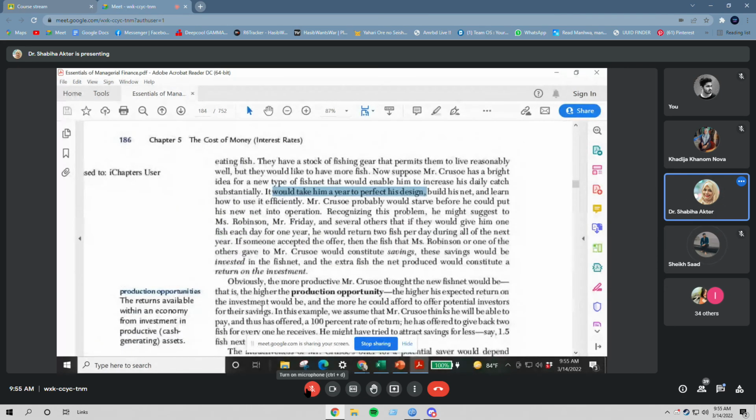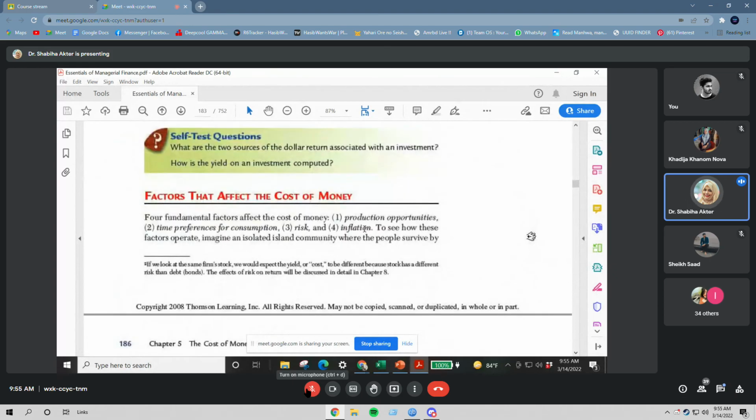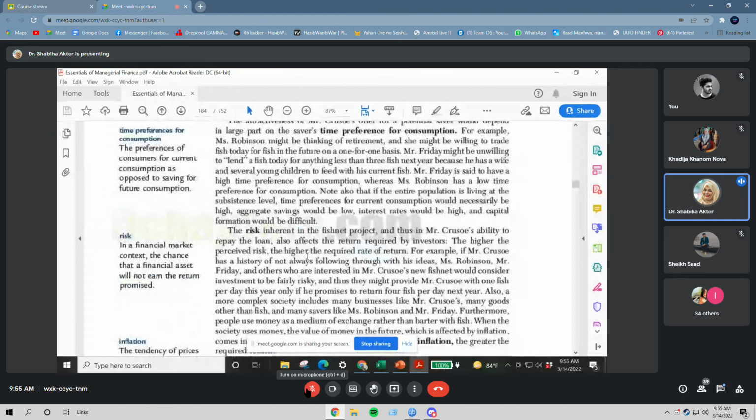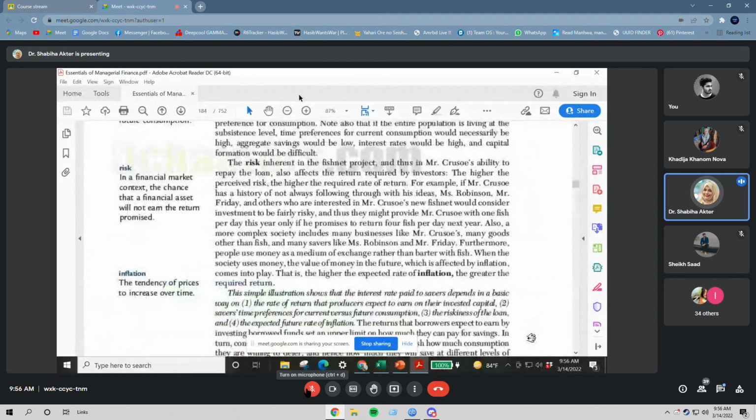Yes, ma'am. So my request to all of you, go through the factors that affect the cost of money. These 4 factors are actually from your book as well. In our next class, I will ask you what you understand about this.